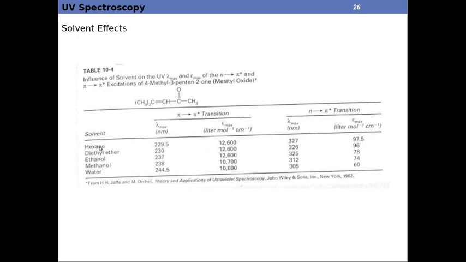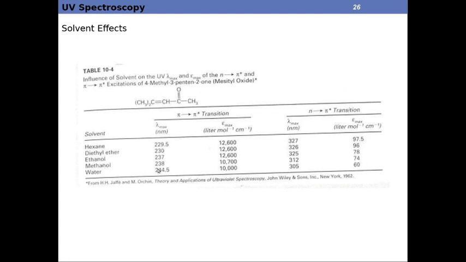So hexane is a non-polar solvent. Diethyl ether is slightly polar compared to hexane. Ethanol is polar. Methanol is again a bit more polar. And water is the most polar solvent in this particular set of solvents. So you can see that as you go down along this table, the polarity of the solvents increases.